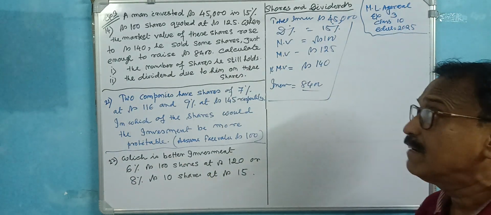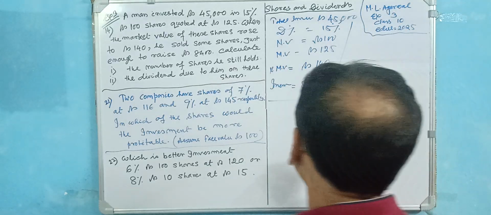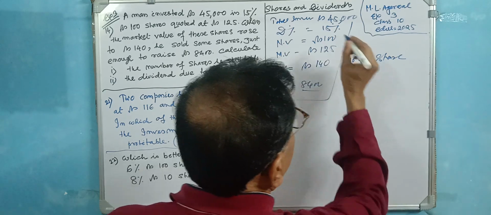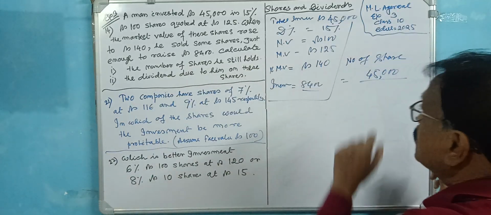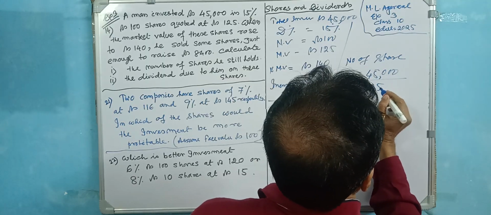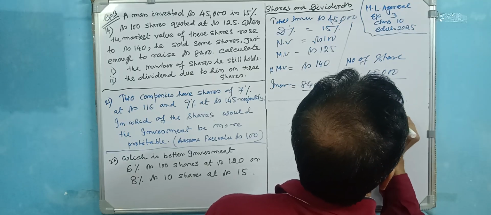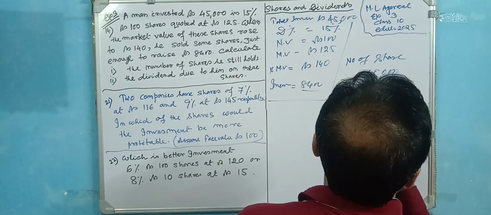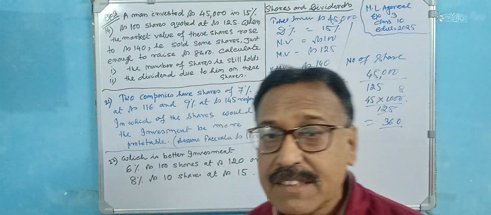First you calculate, the total investment is this and the market value is this. What is the number of shares he bought? Number of shares is total investment, 45,000, divided by the market value of one share, 125. If you cut, this is 45 into 1000 over 125, so this is 8. 5 into 8 is 40, 45 is 360. Then 360 is the number of shares he bought.